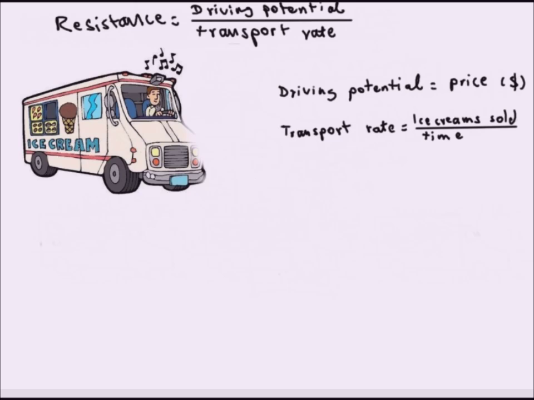Let me write that down, because we want to compare this with another case. So we said that the driving potential equals $30 per ice cream, and then the transport rate is one ice cream per hour.